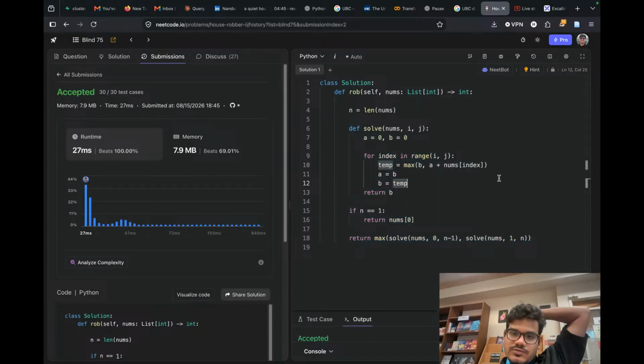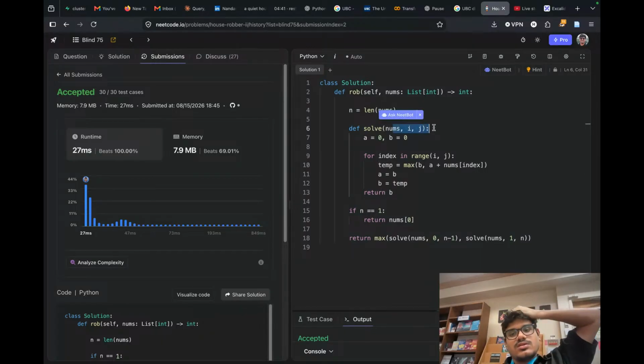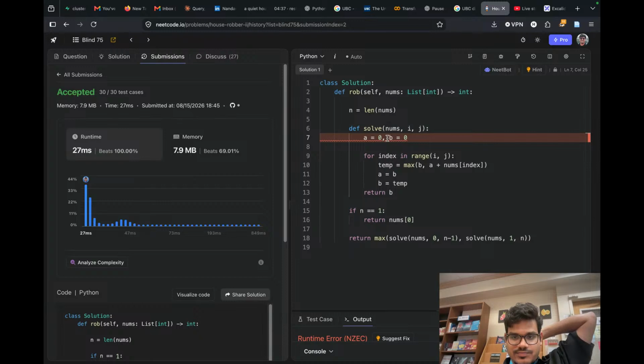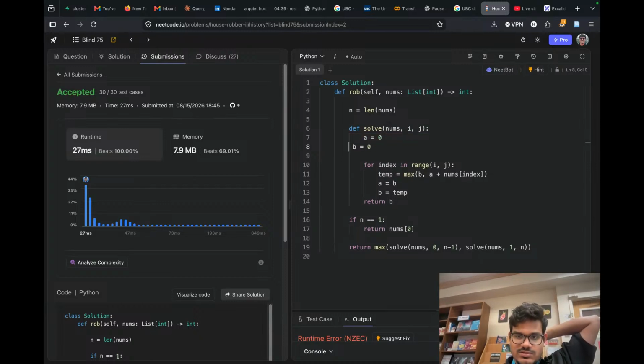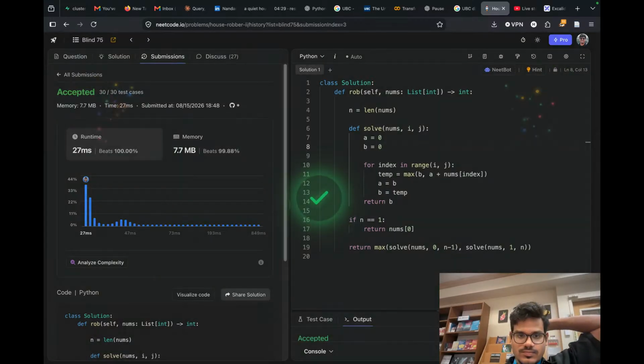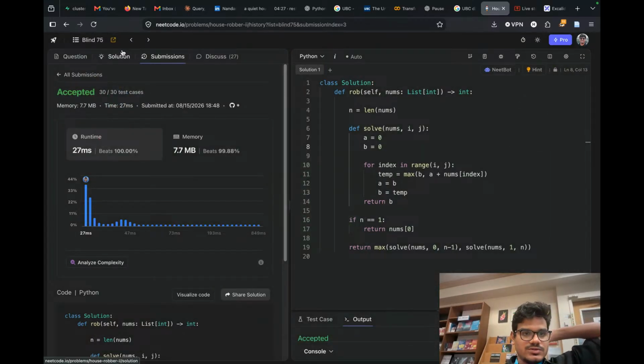I think this should work as far as I believe. One index, no need. Don't know if it is done this way. Yeah, this is working. Let's see the solution.